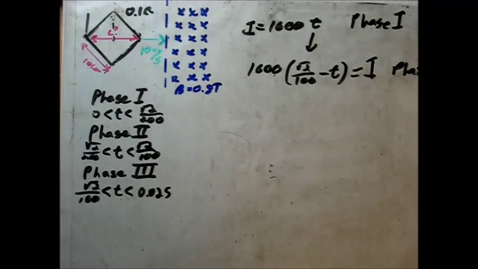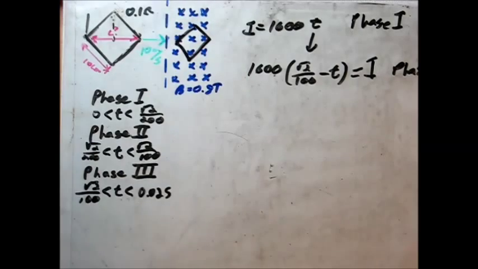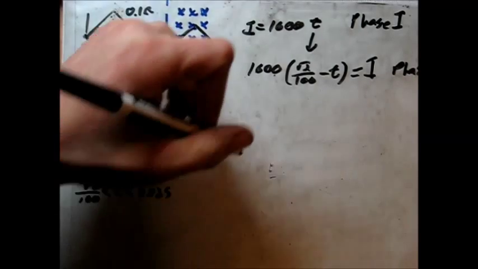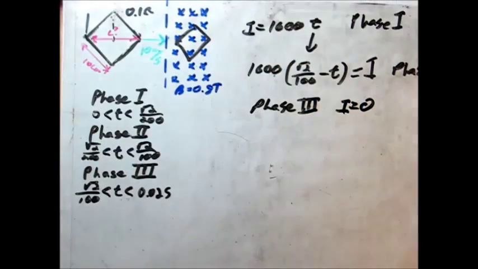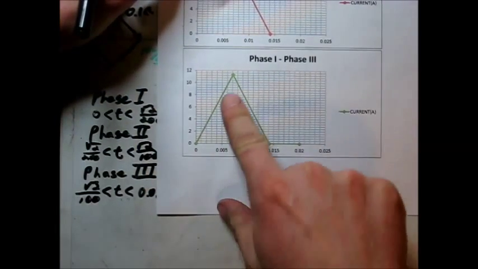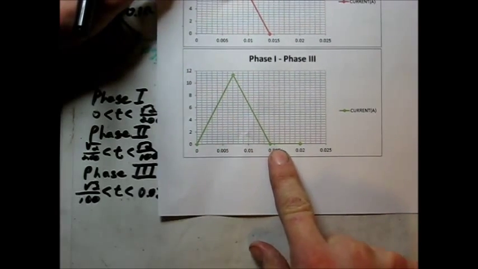And actually, let's talk about phase 3. For phase 3, the part is fully submerged. It's in your B field here. There's no change in area, there's no change in B field, the angle isn't changing. So if there's no change in flux, there's no voltage generated, therefore there's no current generated. So for phase 3, within our constraints, I equals 0. So looking at all three of those on a graph, you could see here it climbs up to our first boundary, it decreases with our second boundary, and then our last phase, there's just no current.